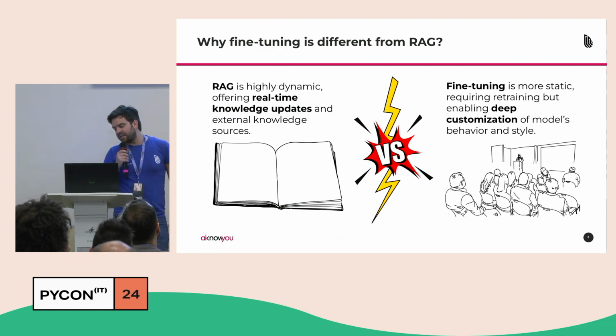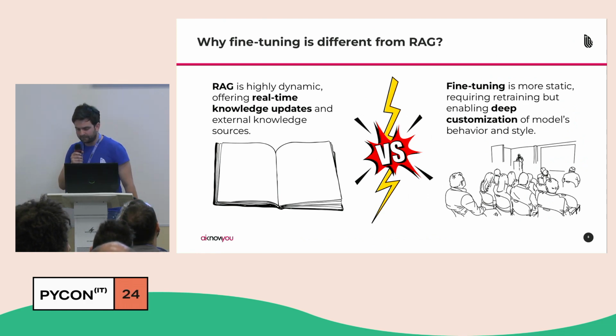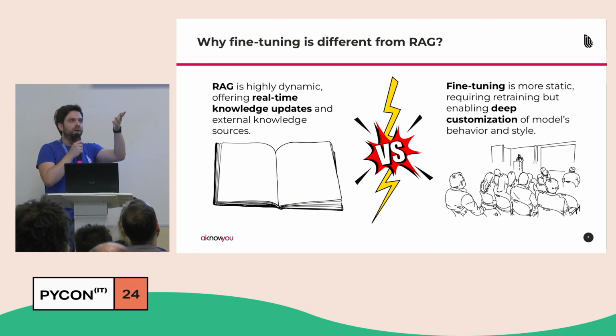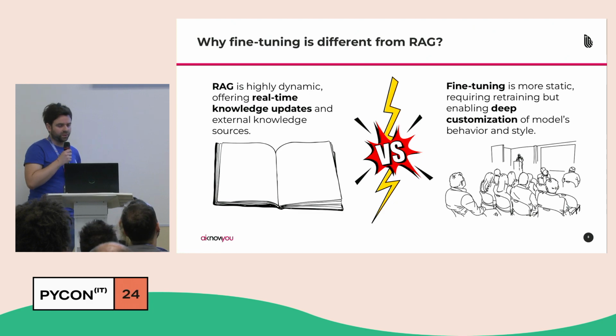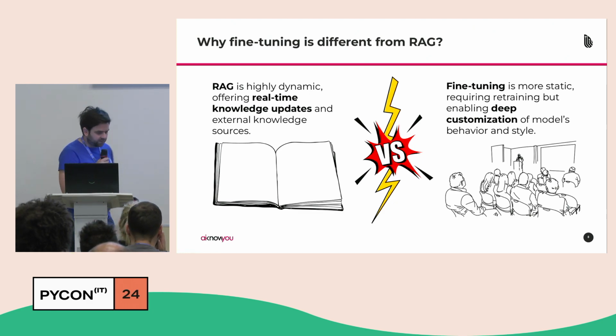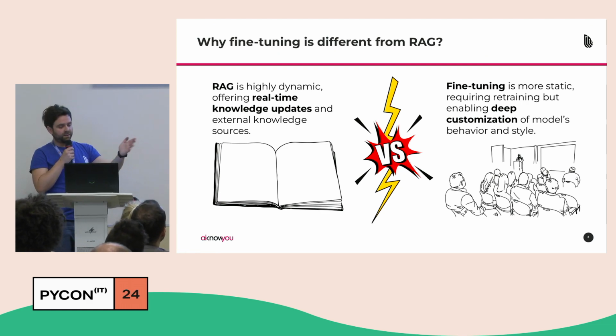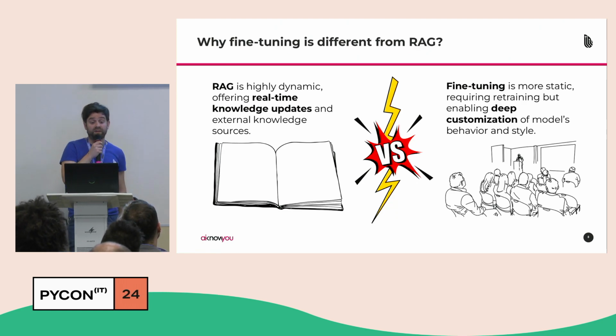I added this slide because a lot of people asked me why fine-tuning, why not fine-tune a model instead of using RAG? Well, they are two different things, actually. RAG, I think, is highly dynamic. Knowledge source can be added even on the run when you have a RAG in production, for instance, and we have external knowledge sources. It's like buying a new textbook.